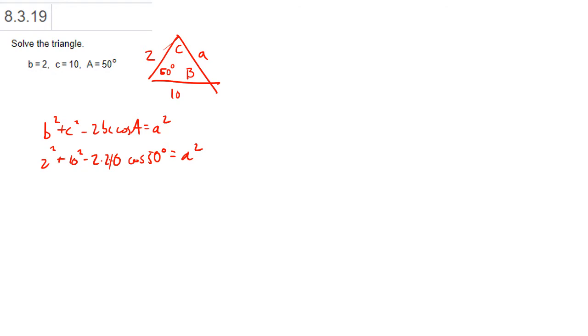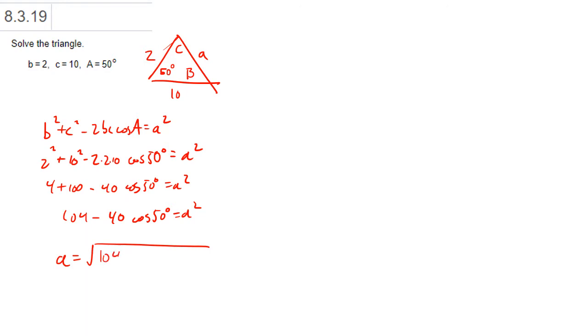So I'm just going to fix some of my poor writing. This was 2 times 2 times 10. So 4 plus 100 minus 40 times the cosine of 50 degrees is a squared. 104 minus 40 times the cosine of 50 degrees is a squared, which means a is the positive square root of 104 minus 40 times the cosine of 50 degrees. And we're going to go ahead and just get a decimal approximation because we have to work with this later on.